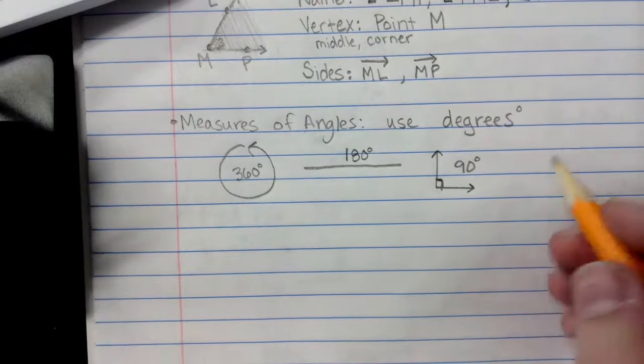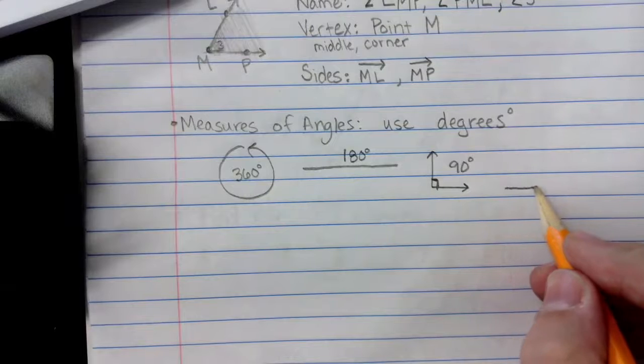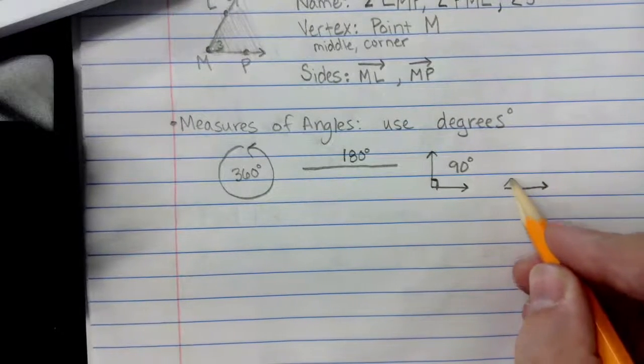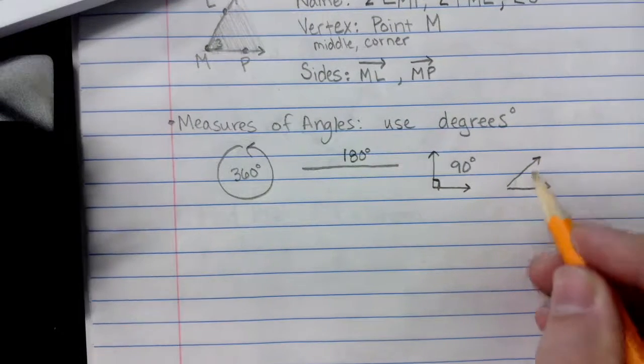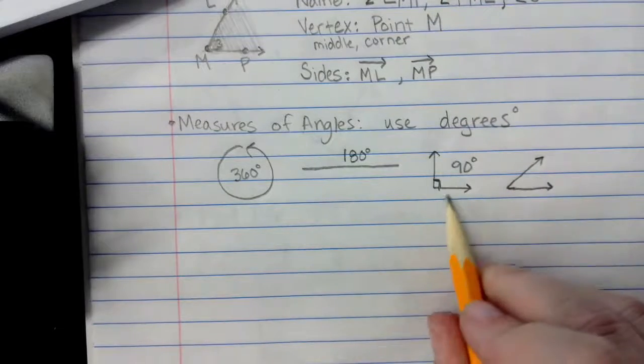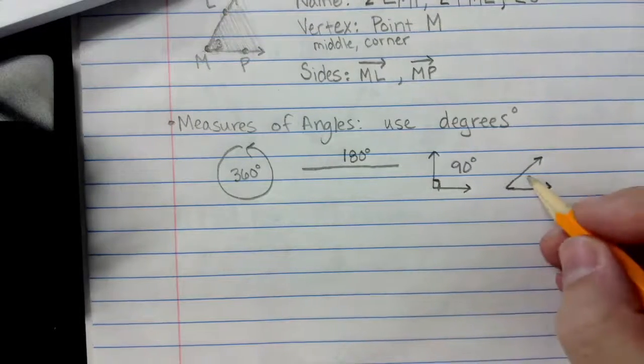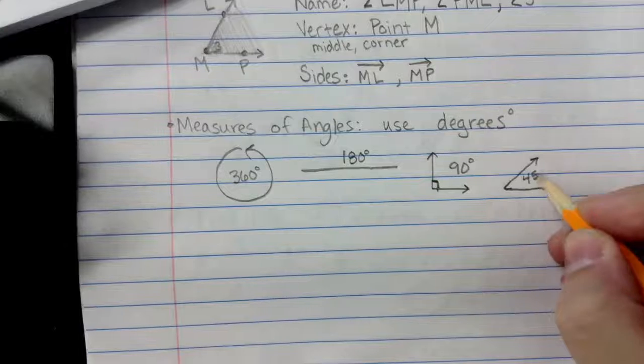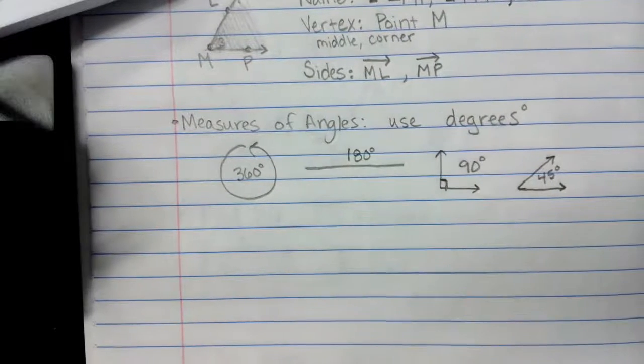Alright, and then the other one we're going to use quite a bit this year that you'll get really comfortable with is 45 degrees, and that's just half of 90. So do your best to try and make half of that 90 degrees. That's kind of a good one to keep in your brain, just as we go.